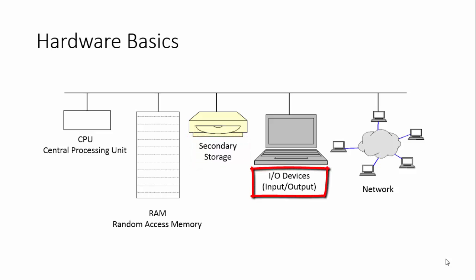To give information to the computer and to display information from the computer, we use I/O devices, which stands for input-output devices. An example of an input device would be something that gives information to a program that is running, for example, a keyboard or a mouse. Output devices include things like your monitor, printers, speakers.